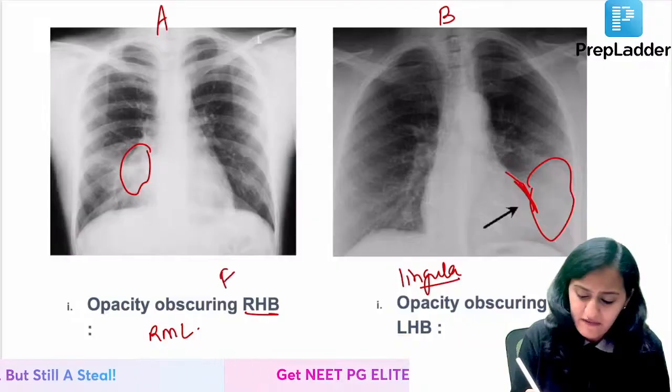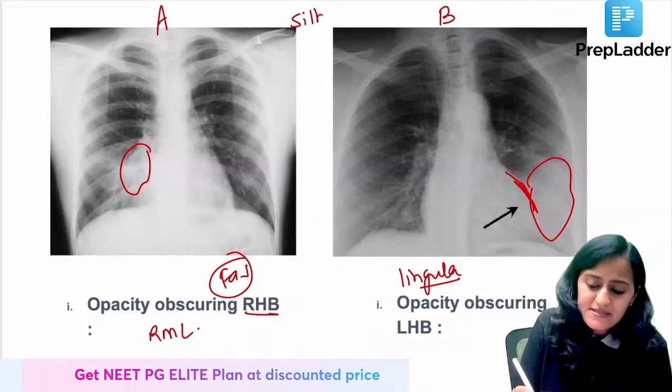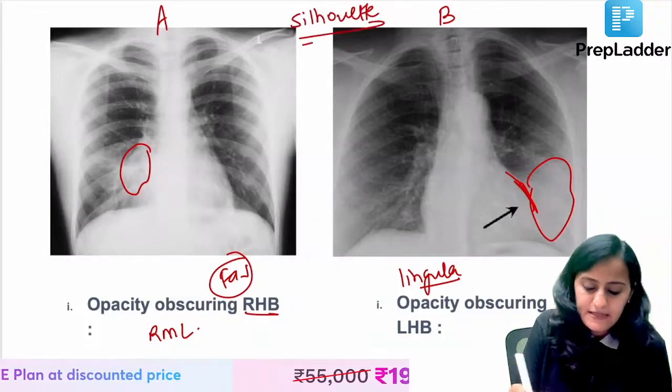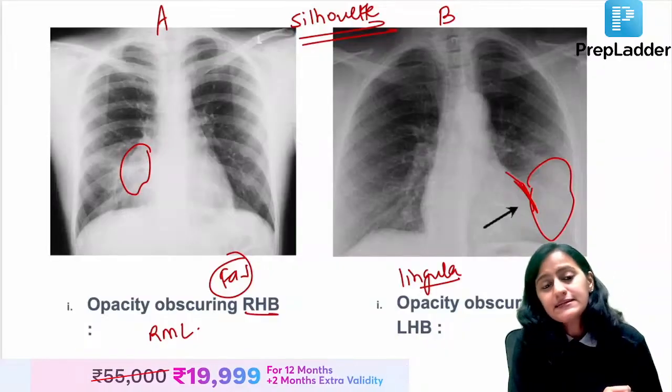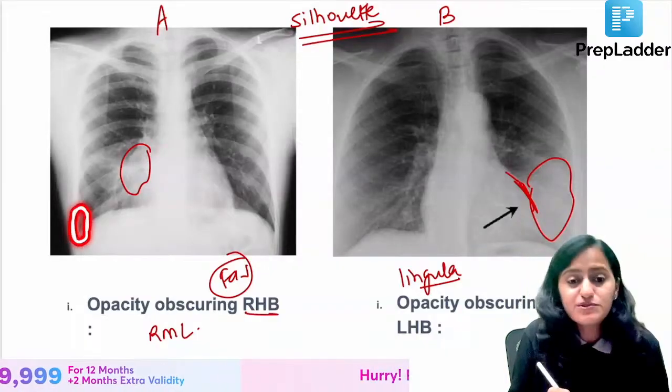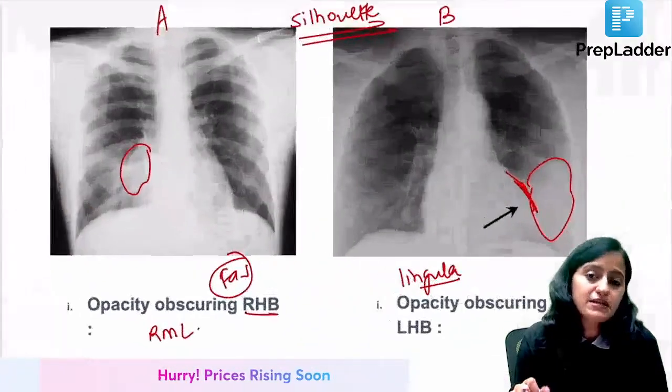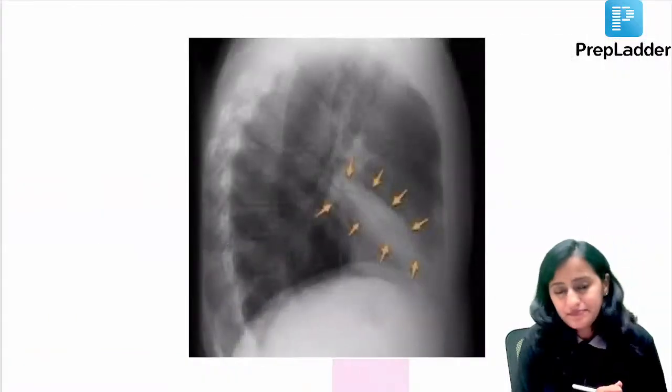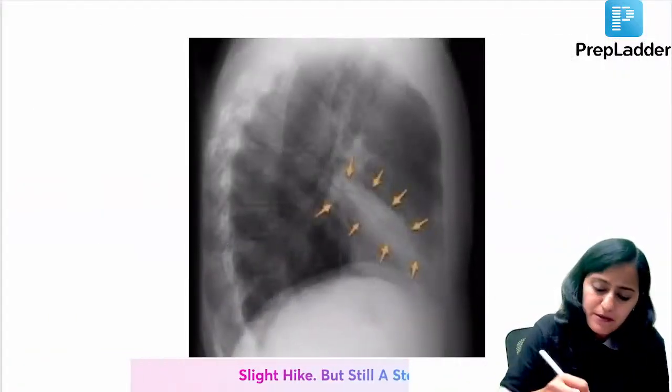Okay, this is a favorite for the exam again. This is based on Silhouette sign. So remember, this is not pleural effusion. In pleural effusion, the angle is blunted. Okay, the angle is blunted. This is one of the PYQ again.